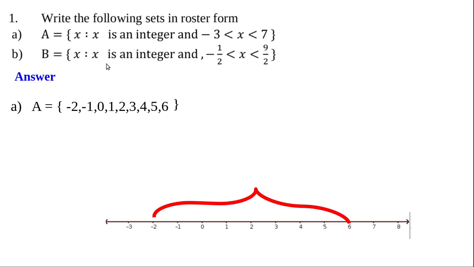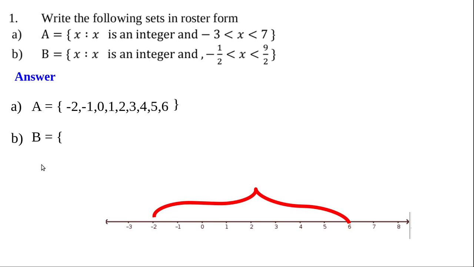B is equal to the set of all x such that x is an integer. Here also x is an integer. And the condition for x is that negative 1 by 2 less than x less than 9 by 2. The integer must be in between negative 1 by 2 and 9 by 2. Clear? Now let us write.